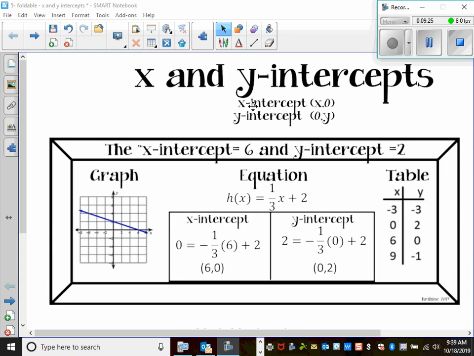X and y intercepts. So we've just covered the x-intercept. And what do we say another name for x-intercept was?